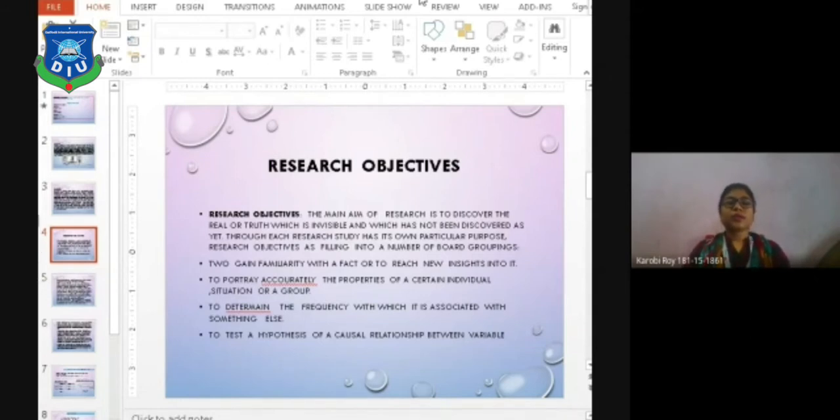Research objectives fall into a number of broad groupings: to gain familiarity with a fact or to reach new insights into it; to portray accurately the properties of an individual, situation or group; to determine the frequency with which something occurs or is associated with something else; and to test a hypothesis of a causal relationship between variables.